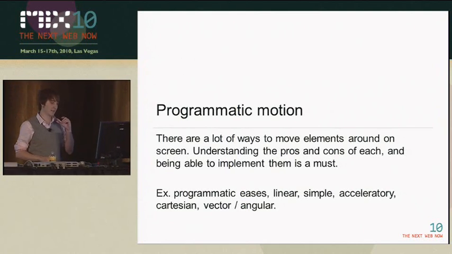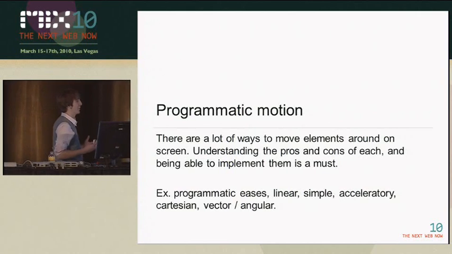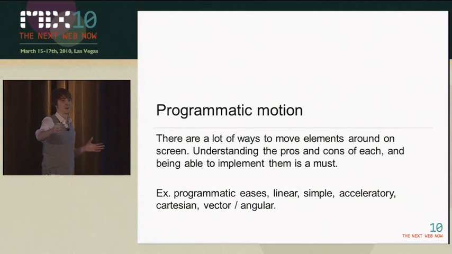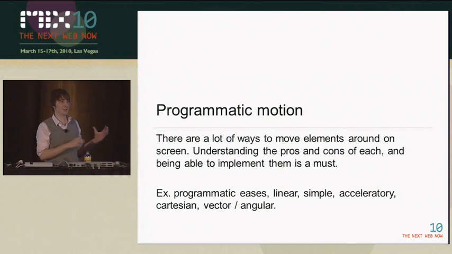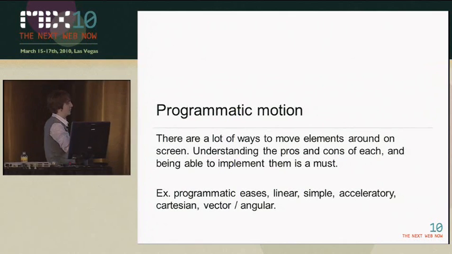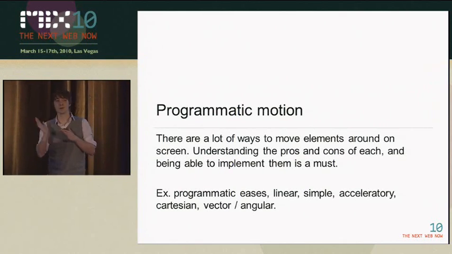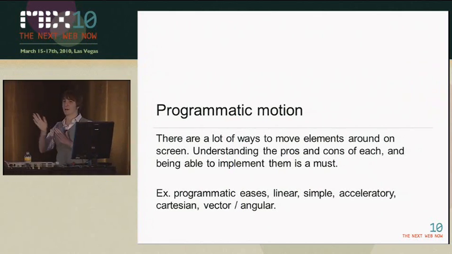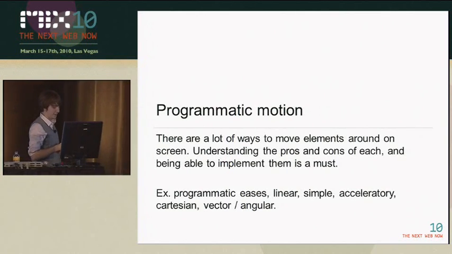So you need to learn how to do programmatic eases. You need to learn things like acceleratory motion, which is where we accelerate towards a target and then slow down as we approach it. You need to be familiar with working with Cartesian motion, just changing x and y by constant amounts, or working with a vector, right? Working with angular motion, where you can set an angle and a speed, and calculate the x and y components every frame, every tick. So this is really important.